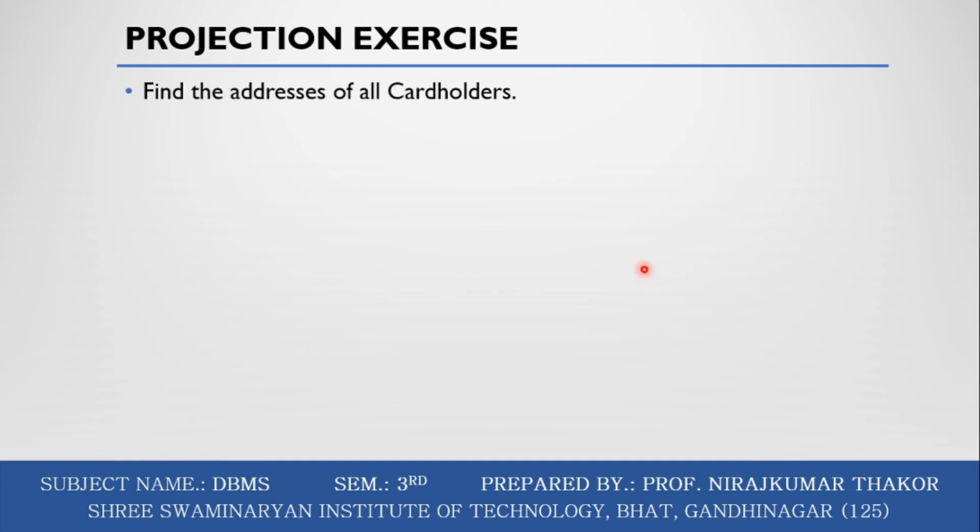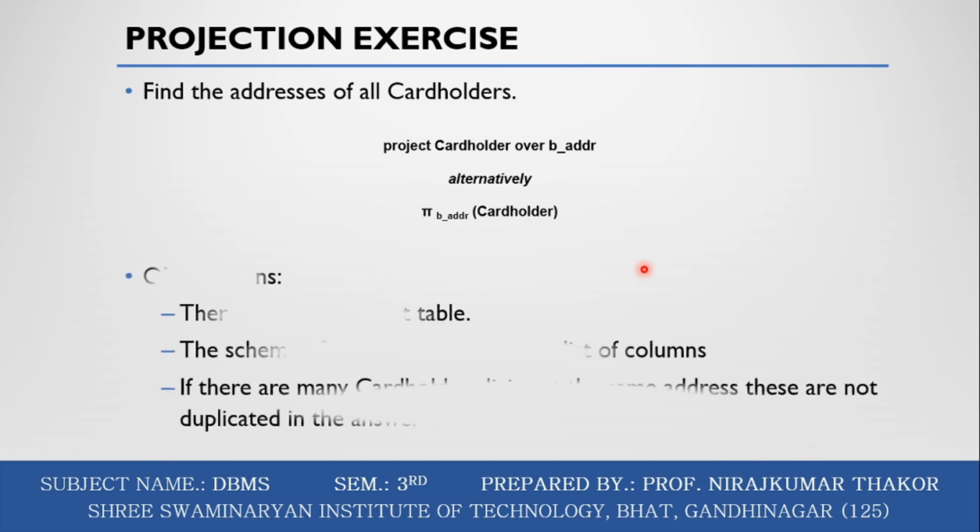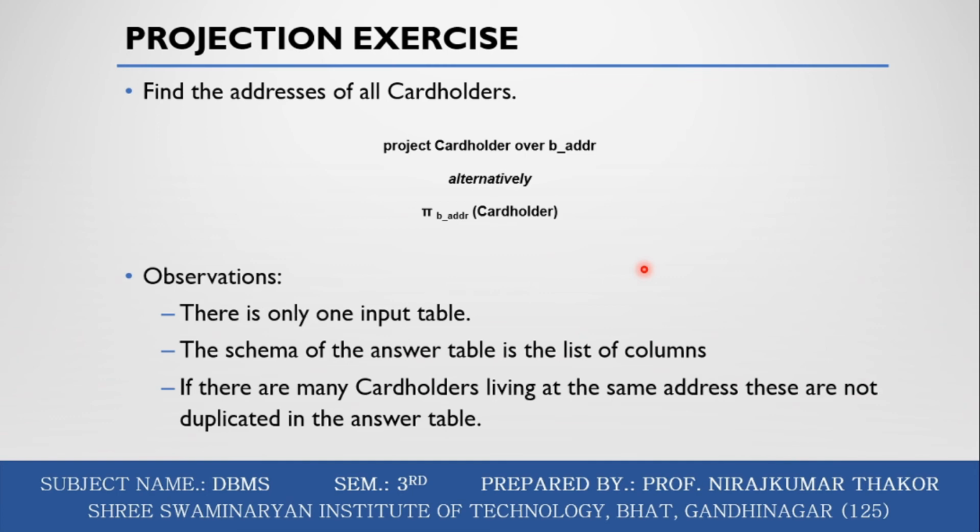The next example: find the addresses of all card holders. Okay, project card holder over B address. Alternatively, pi B address, table name card holder. Okay, so there is only one input table. The schema of the answer table is the list of columns. If there are many card holders living at the same address, these are not duplicated in the answer table.